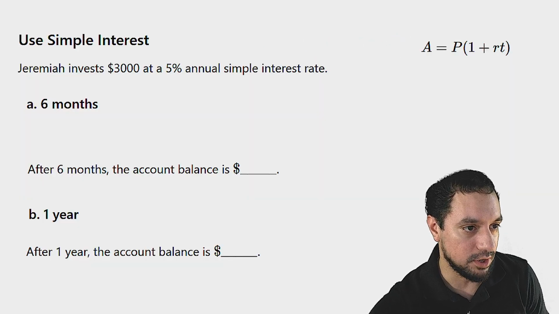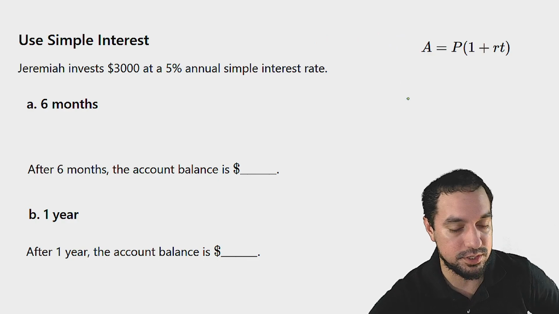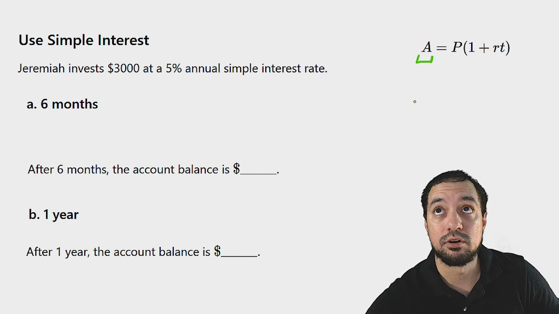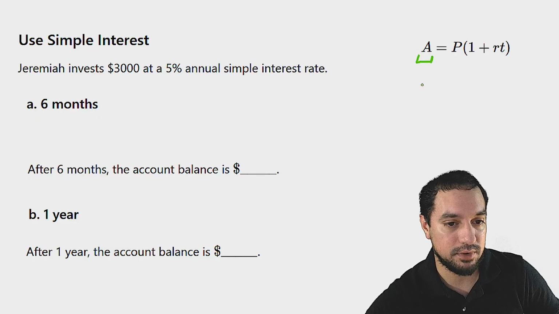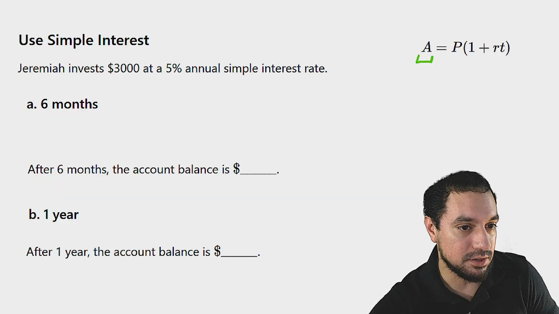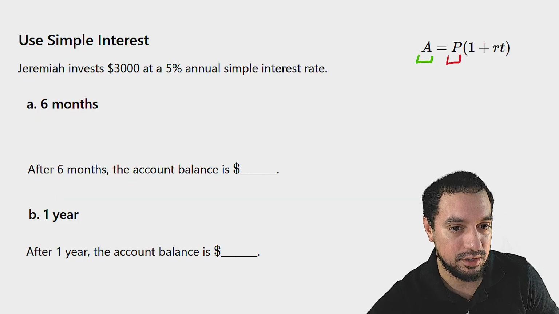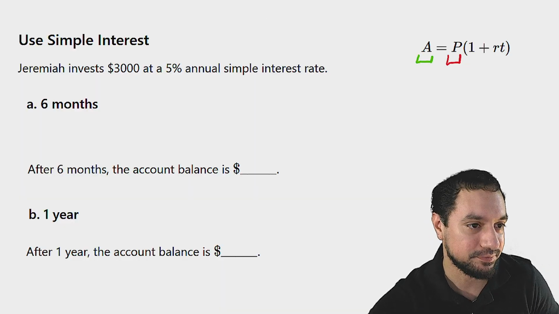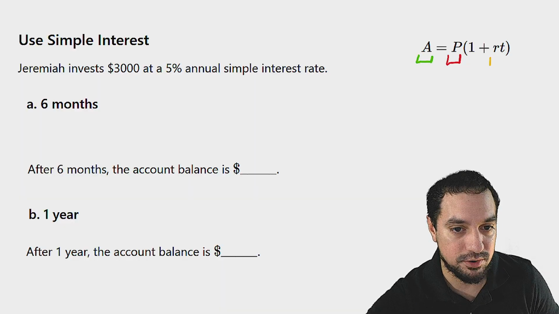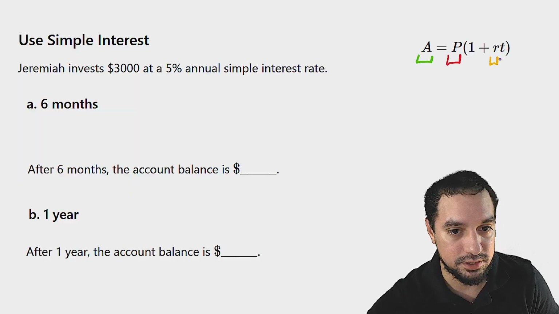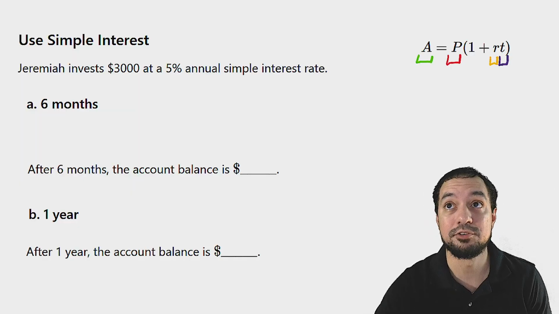All right, so let's talk about the variables that we're seeing in this formula. A is going to be your ending amount of money. I have no idea why they went with the letter A. P is going to be your starting amount of money. They use the letter P because it stands for principal or initial principal. R is going to be your interest rate. And then finally, T is how long you're investing it for.